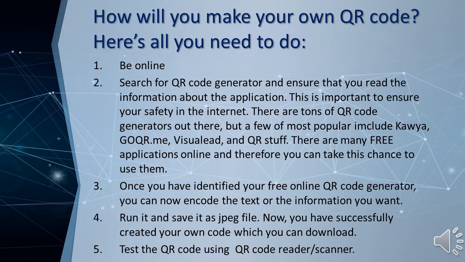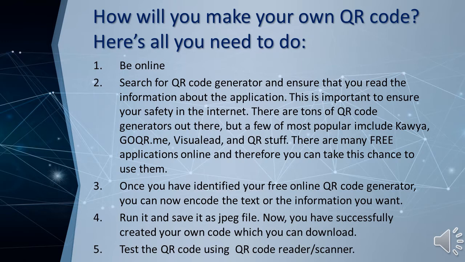Now, how will you make your own QR code? Here are the things that you need to do. First is to be active online, search for QR code generator, and ensure that you read the information about that application. This is important to ensure your safety on the internet. There are tons of QR code generators out there, but a few of the most popular include Kaywa, GoQR.me, Visualead, and QR Stuff. There are many free applications also online, and therefore you can take this chance to use them.